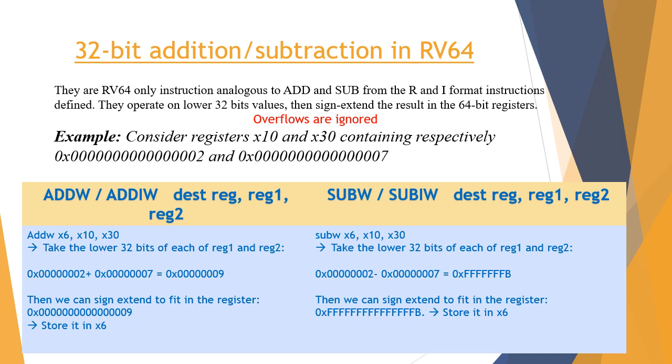The instructions add W, add immediate W, and same for subtractions are instructions very similar in format to the R and I instructions already defined. However, they differ in the fact that they can only operate on 32-bit values. However, since they are extracted from 64-bit registers, the instruction only operates on the lower 32 bits values found in the registers 1 and 2.